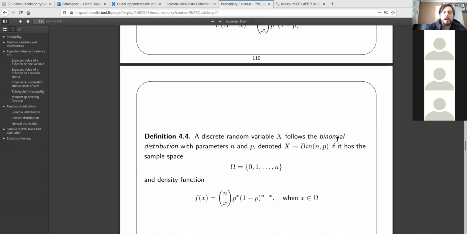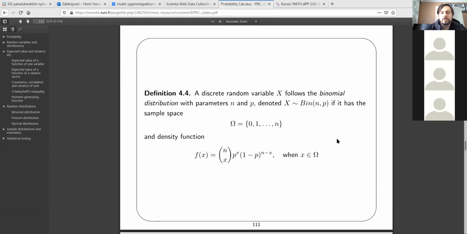And this is called the binomial distribution. It has 2 parameters, the n and the p. So the binomial distribution is derived from a repeated Bernoulli experiment where we count the number of successes. Each Bernoulli experiment has to have the same probability p, and we repeat it n times. Then we say that x is binomially distributed, or follows the binomial distribution with parameters n and p. The sample space is between 0 and n, and the density function is n choose x times p to the x times 1 minus p to the n minus x.